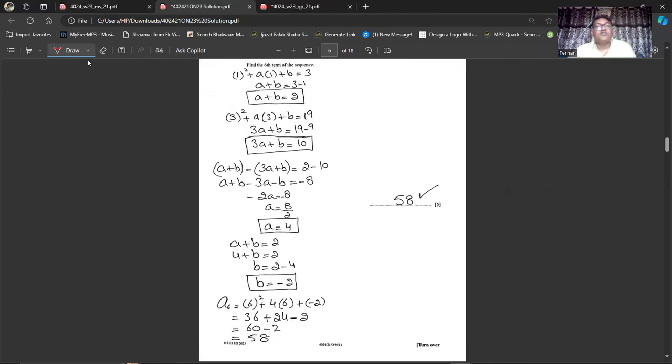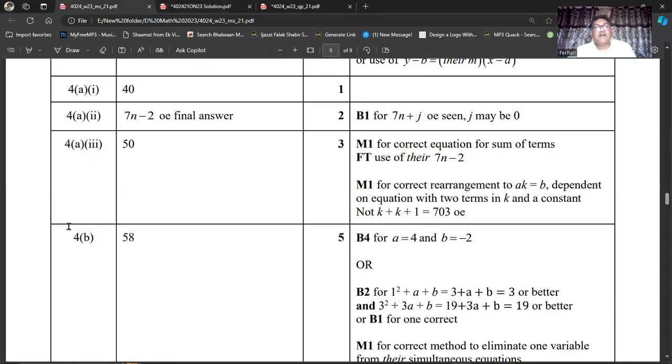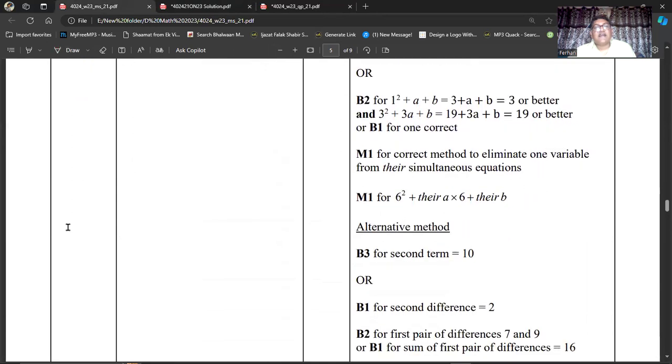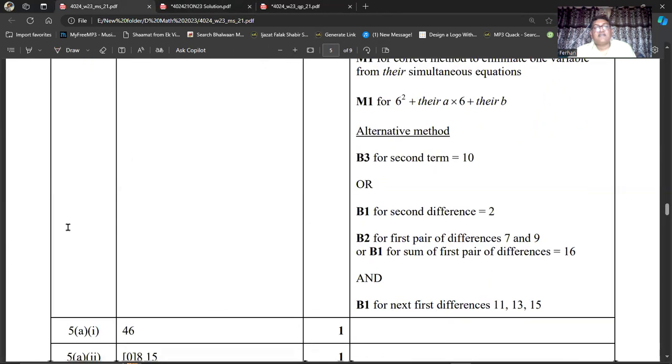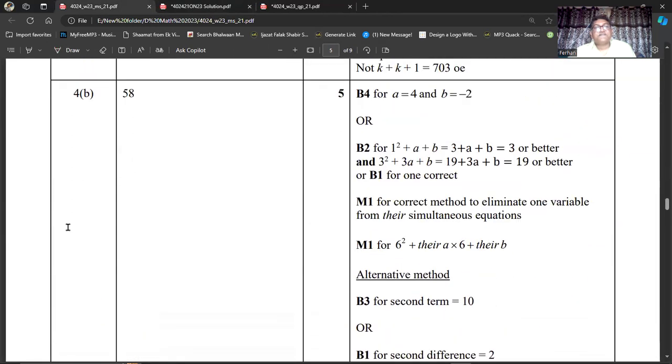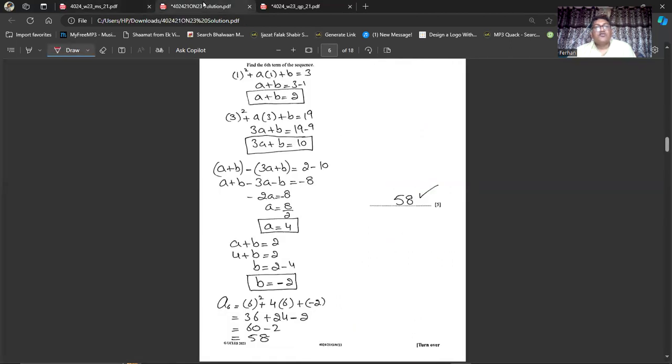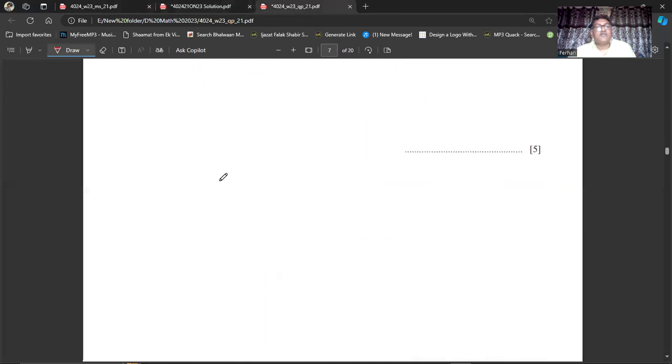So I hope this whole solution is showing up on your screen. You can pause the video. Okay, so 58 is the answer, and it is right. This is the solution. Full marking scheme is showing up. So let's go to the next question.